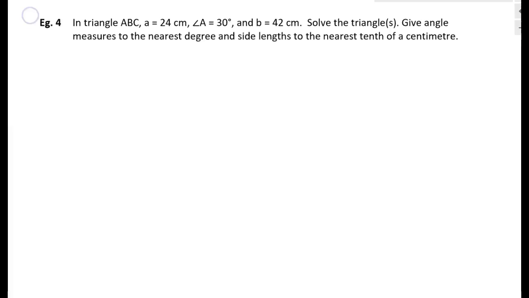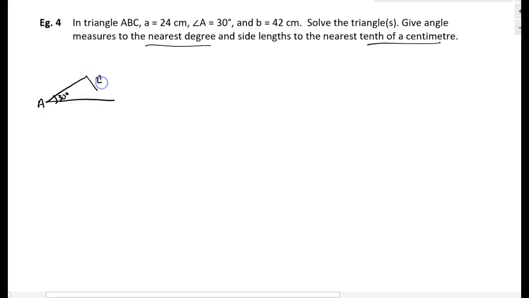In the next example, we have a triangle ABC where A is 24 centimeters, angle A is 30 degrees, and B is 42 centimeters. Solve the triangle or triangles, give the angle measures in the nearest degree, and the lengths to the nearest tenth of a centimeter. So I start by again just sketching a picture for myself. Angle A is going to be 30 degrees. Side A is 24, and side B is 42.